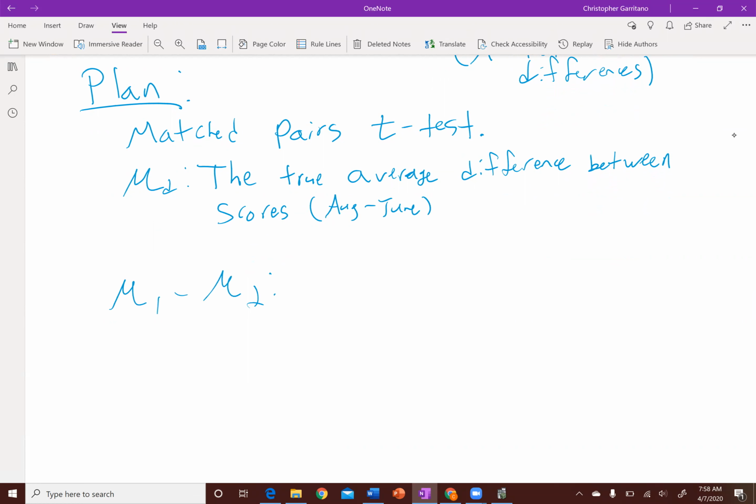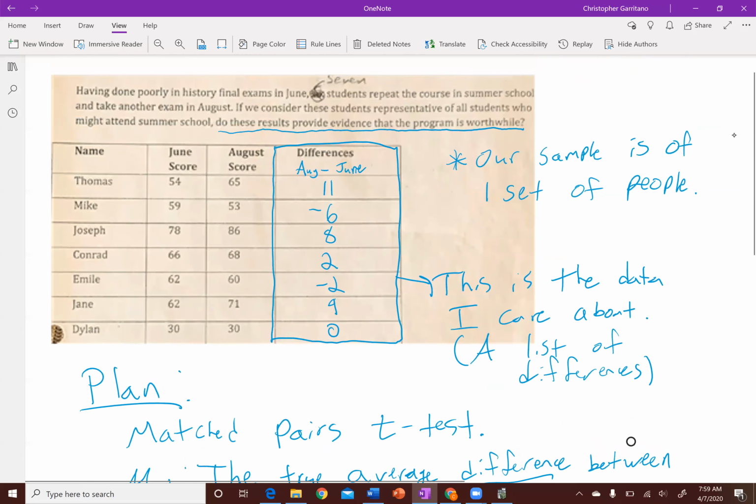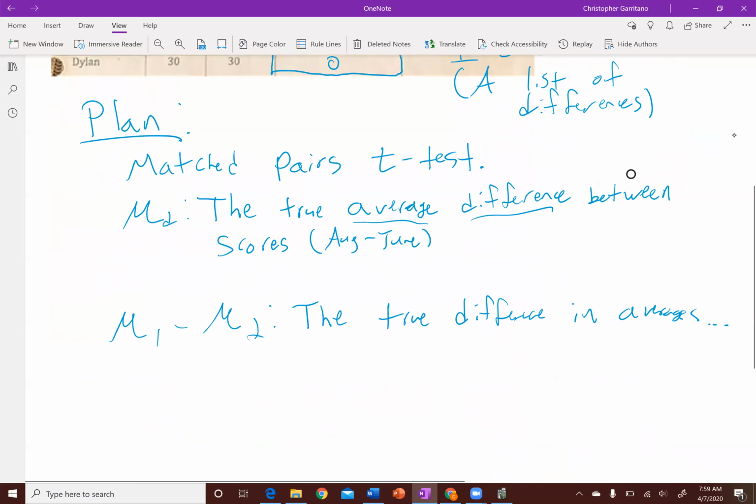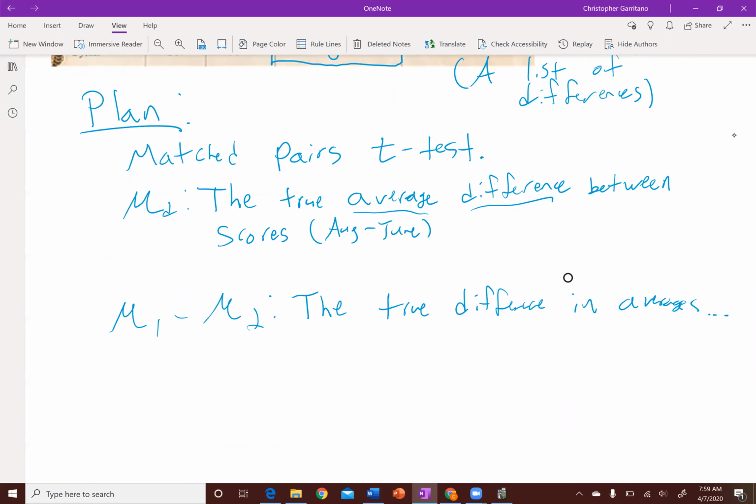But remember, when we did a 2-sample t-test, our parameter was mu1 minus mu2. And if you recall, this was the true difference in averages. Blah, blah, blah, whatever the context was. But notice how these two descriptions are very similar, yet are not the same. So we have the true average difference, which is mu of d. So in the list of differences, what is the average of those differences? Whereas when we did a 2-sample t-test, the parameter was the true difference in averages.